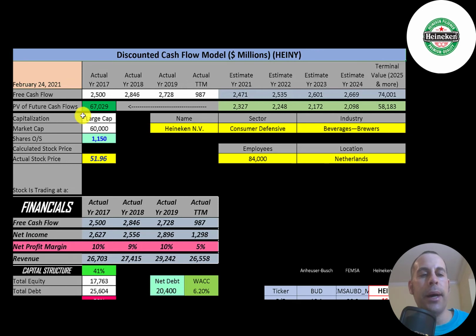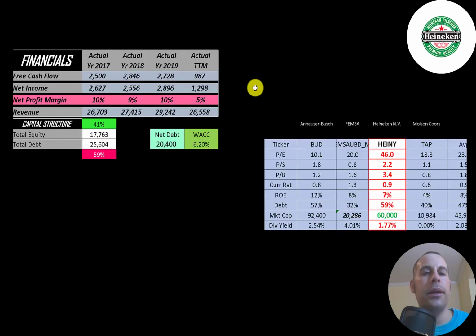Let's get started with the model. This is a large cap company, 60 billion market cap. They're trading at $51.96 a share, and they have 1.2 billion shares outstanding. Let's look at the financials.